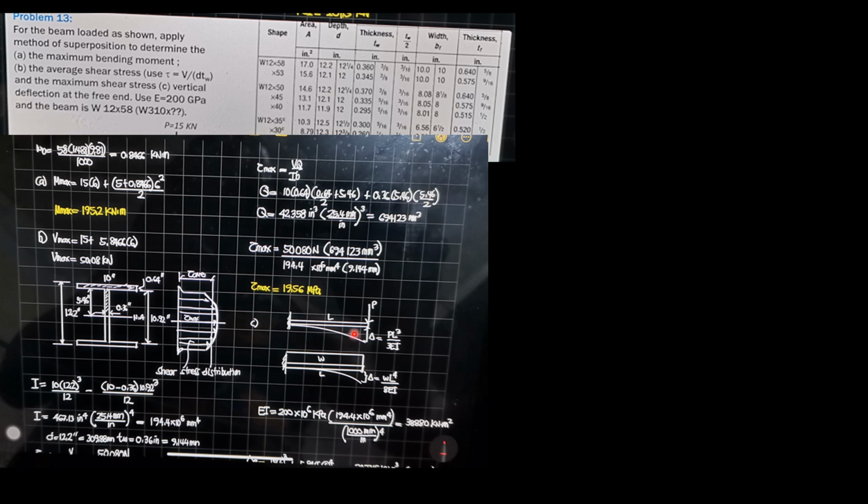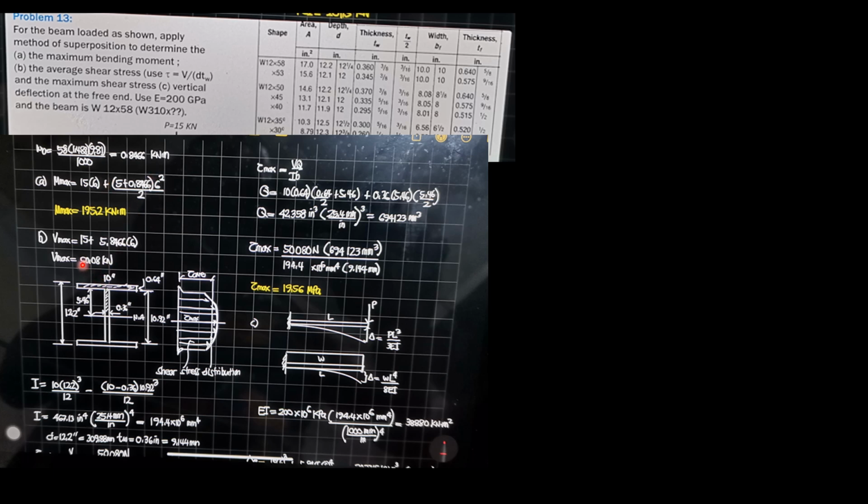And it is equal to, due to the 15 kilonewton load, 15 times 6, then plus the uniform load and the weight of the beam, 5 kilonewtons per meter plus 0.8466 kilonewton per meter, so 5.8466 kilonewton per meter times 6 squared over 2, because it is 6 times 6 over 2, or 3 meters. So the maximum moment is 195.2 kilonewton meter. So this is by superposition. The effects can be combined.